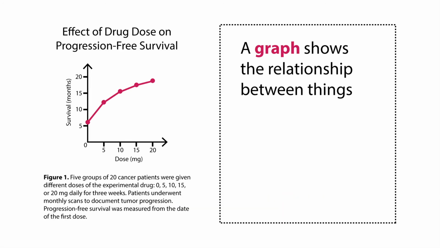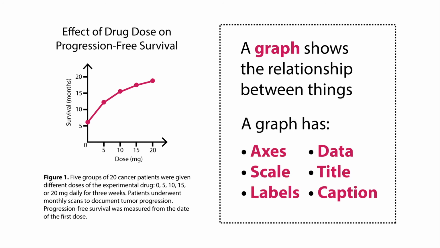To summarize what we just said, a graph is a diagram that shows the relationship between two or more things, in this case, the relationship between two things. Graphs have axes. The scale and labels on the axes show what those axes represent. Graphs have data that can be represented as points or as bars in the case of a bar graph. The data represents the results of your experiment. A good graph should be easy to read, so it should include a title and a caption that help the reader understand what the graph is about.